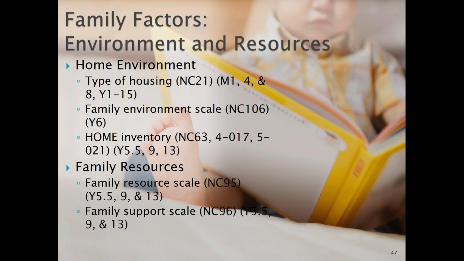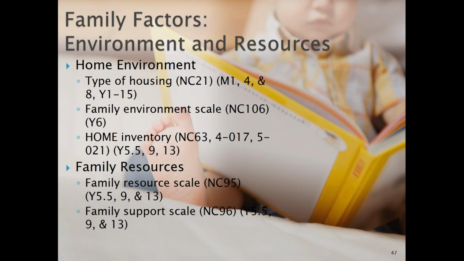Okay, I know there are quite a few family factors here, but the next one has to do with the home environment and the resources available to the family. Those could be things like the type of housing that they live in. I believe that's on the ACYF form, which has where they live, who they live with, and what type of housing it is. There's a family environment scale at year 6.